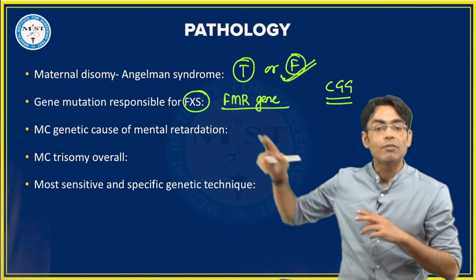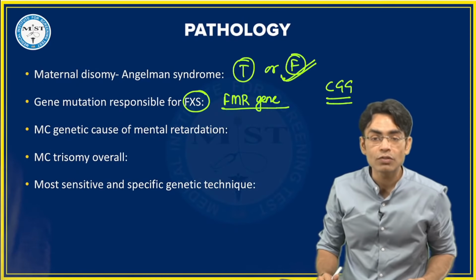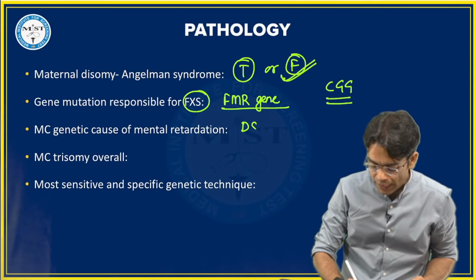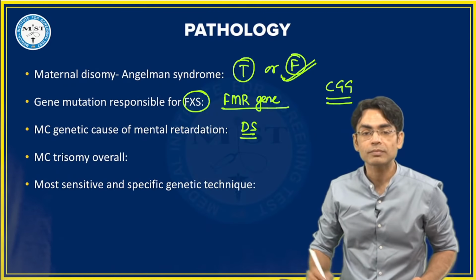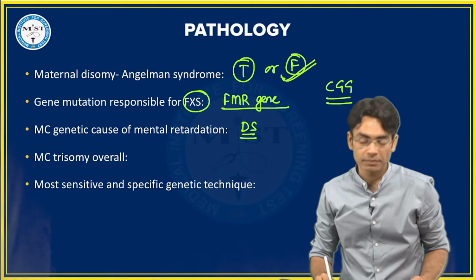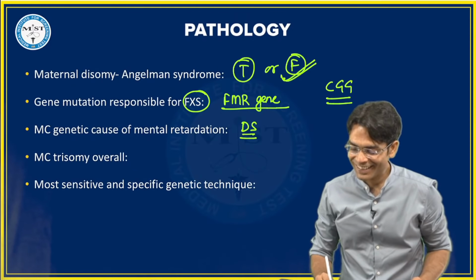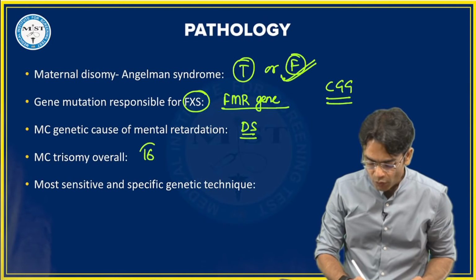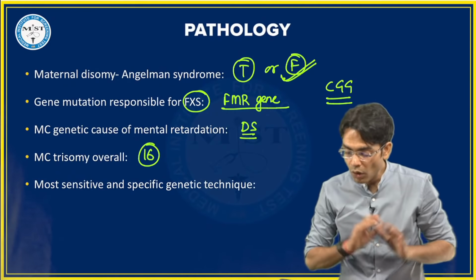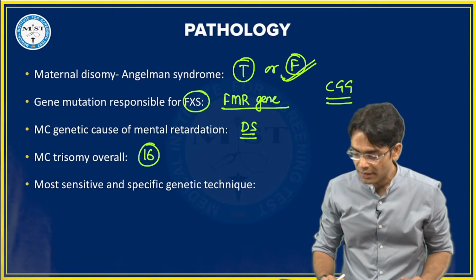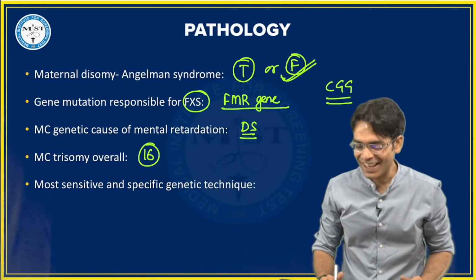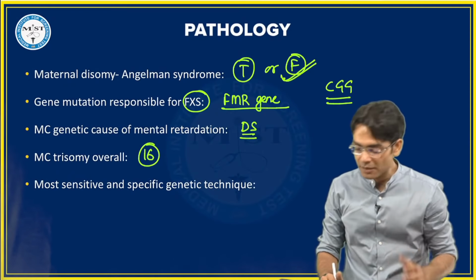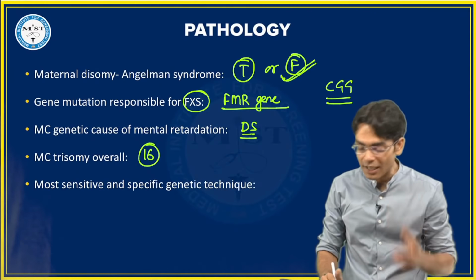And that is why Fragile X syndrome becomes the second most common genetic cause for mental retardation. What is the most common genetic cause? Yes, you are right. It is going to be your Down syndrome. What is the most common trisomy overall? Yes, Rahul, you are right. The most common trisomy overall is trisomy 16. And the most sensitive and specific genetic analysis technique, कौन सा technique है बेटा? What is the technique?